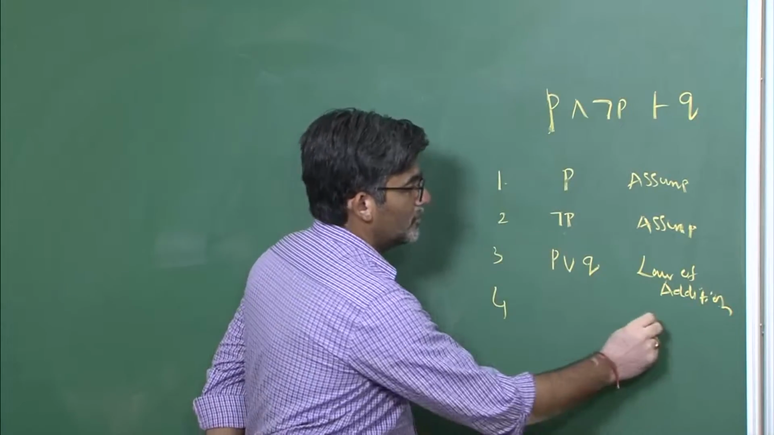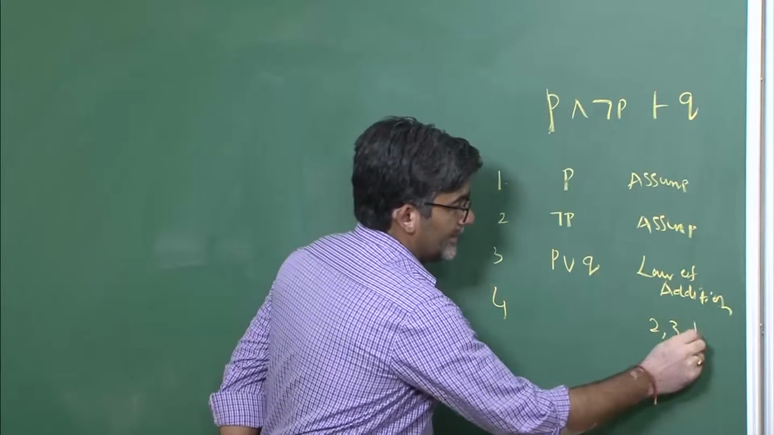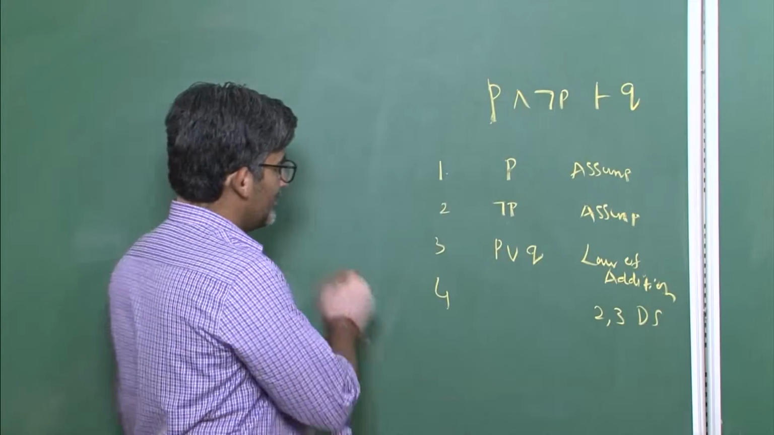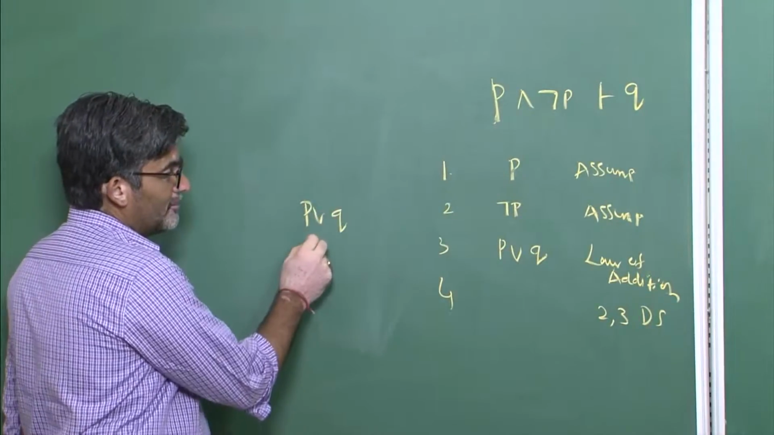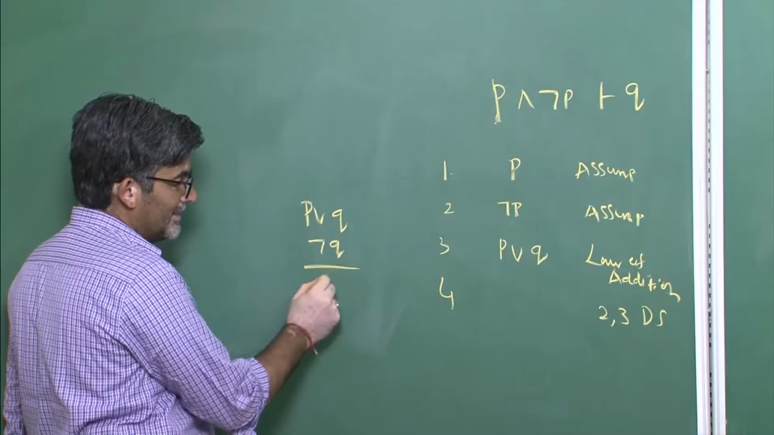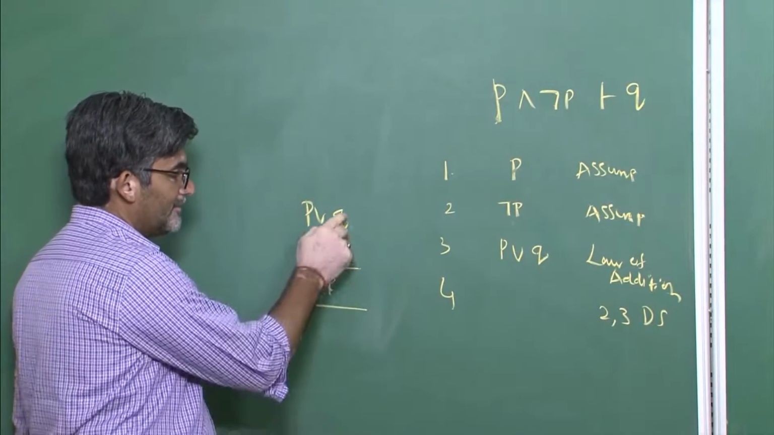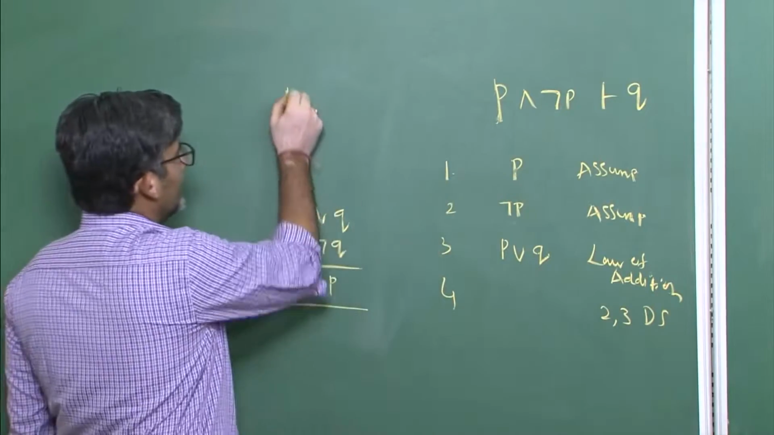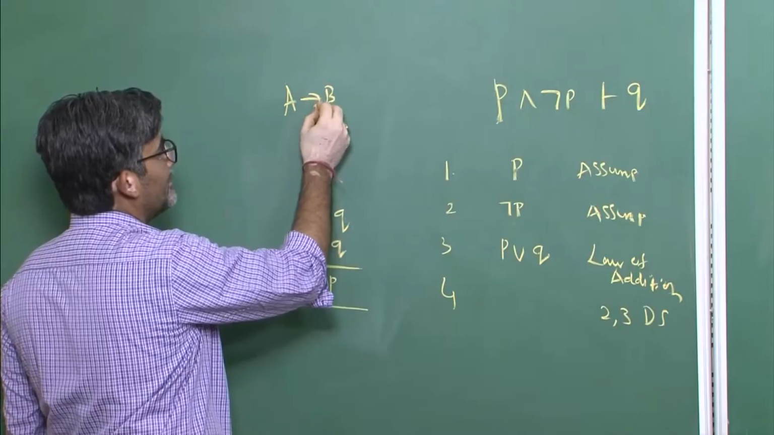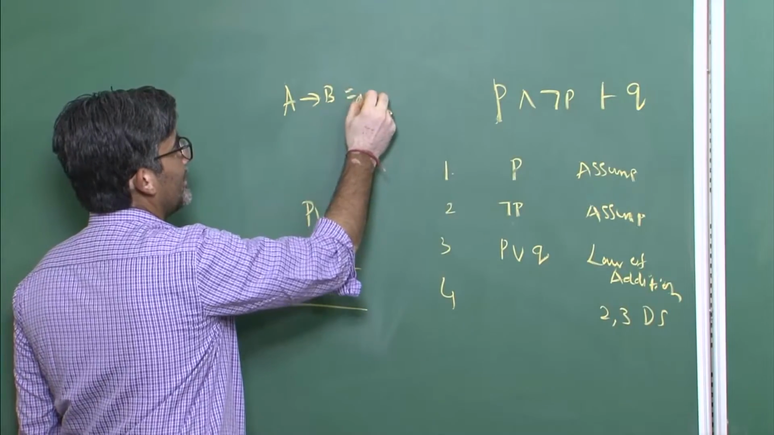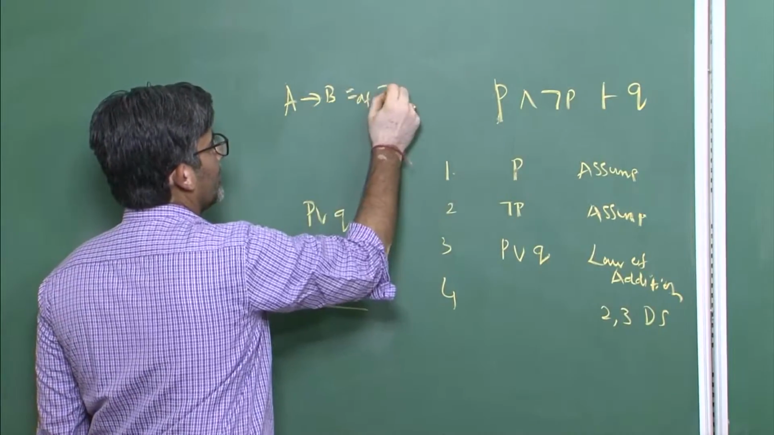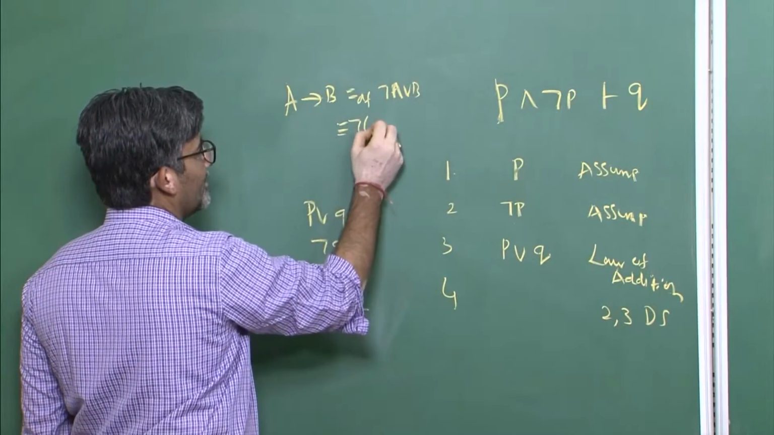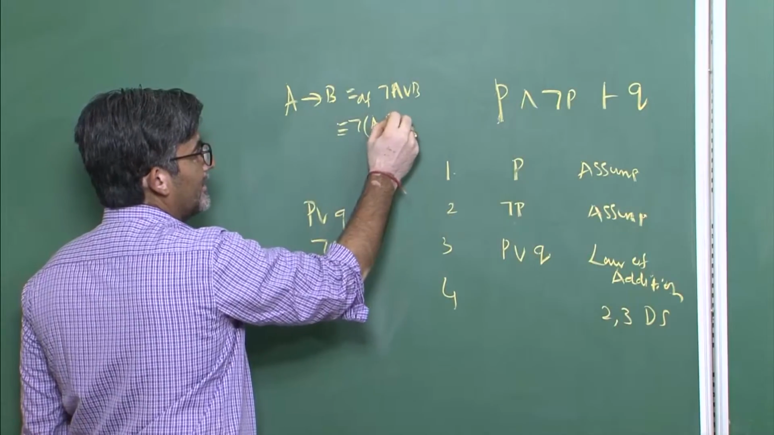Now for steps 2 and 3, there is another valid principle, which is considered to be disjunctive syllogism, which says like this: if P or Q is the case and if Q is false, then you deduce P. You remove this Q and then what you get is P. And before that, you need to note that A implies B. This is material implication. By definition it is not A or B, or it is the same as it is not the case that A is true and B is false.